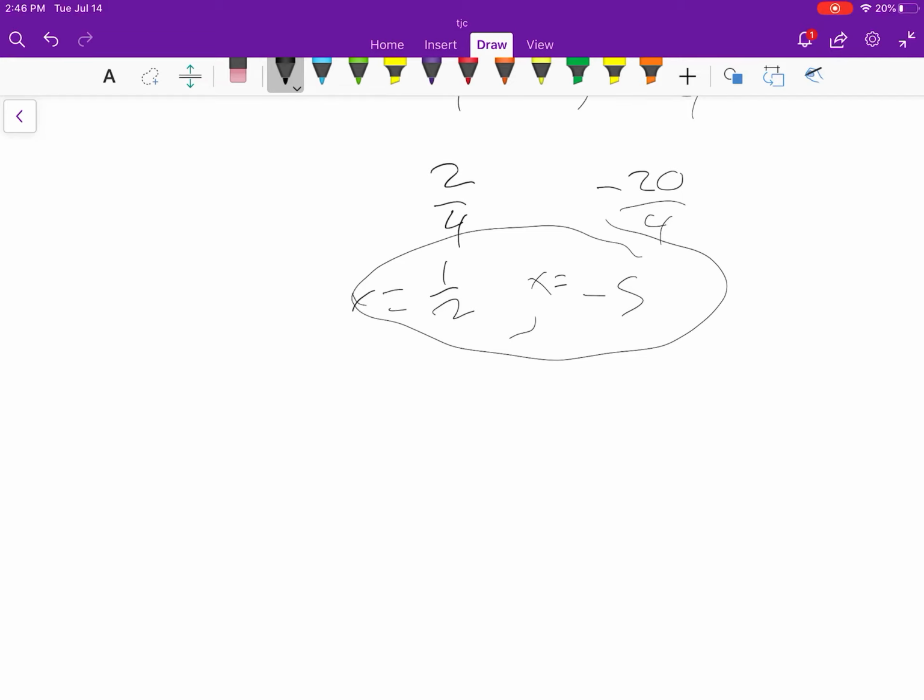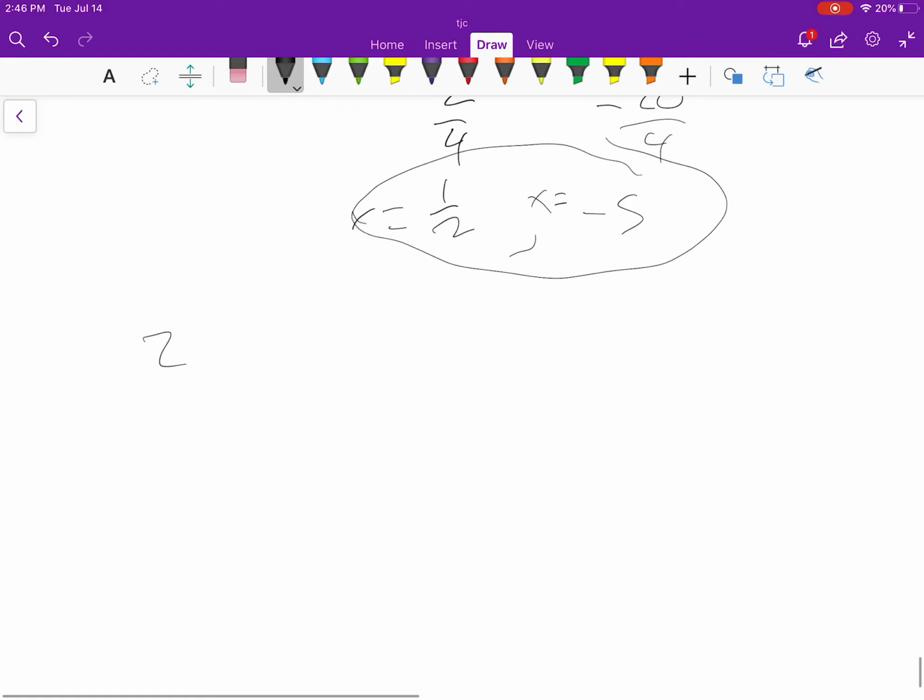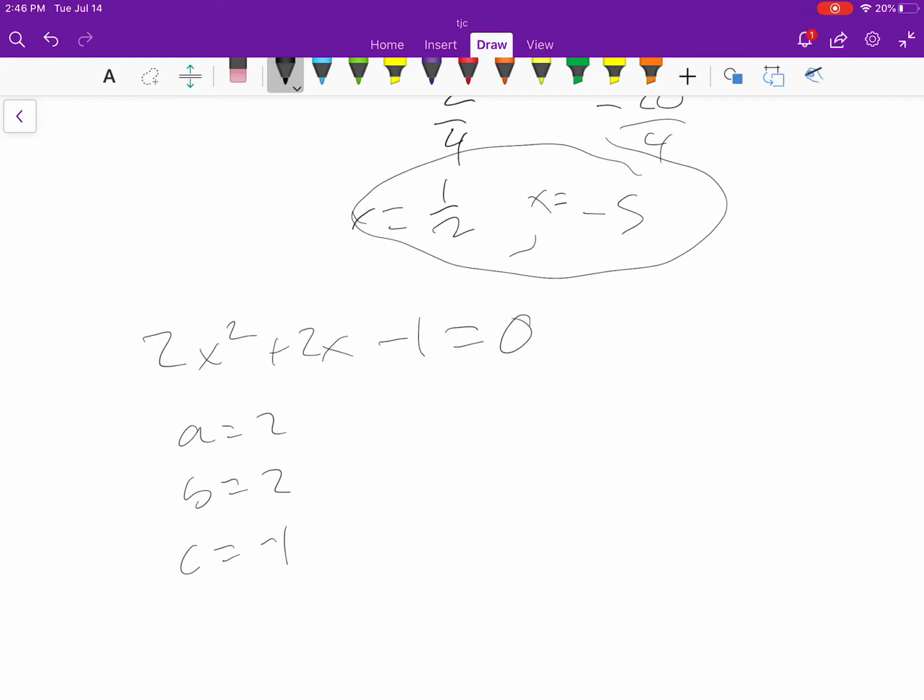Okay, let's do another one. So here we have 2x squared plus 2x minus 1. Well, A is 2, B is 2, C is negative 1. Plug them in. You're going to have negative B, so negative 2 plus or minus the square root of B squared, which is 4, minus 4 times 2 times negative 1, all over 2 times 2, which is 4. So there, I just plugged them in.